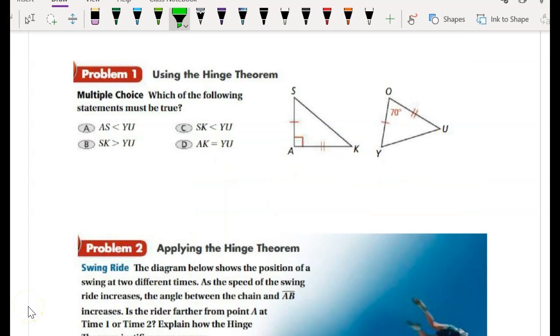Okay, so now we're going to use the hinge theorem. It's asking which of the following statements must be true. And it looks like they're asking me if one side is longer than the other. So yes, that is what they are asking. So let's see if we can even use the hinge theorem. Segment SA is congruent to segment OY. How can I tell? Because they have the congruency markers.